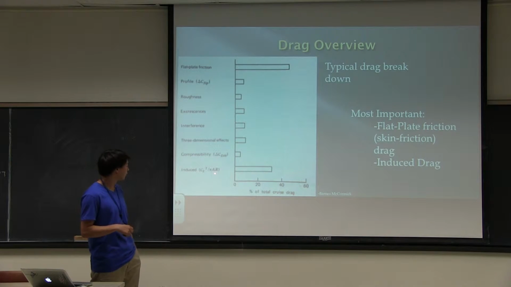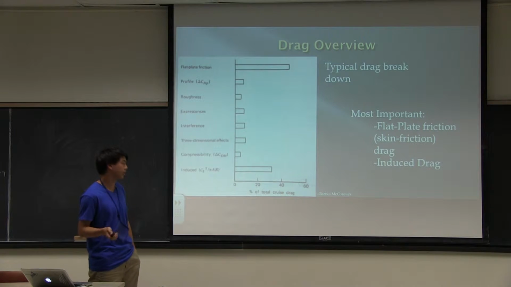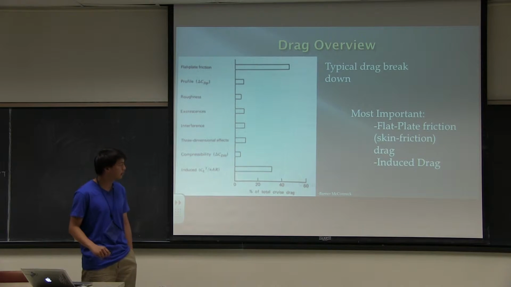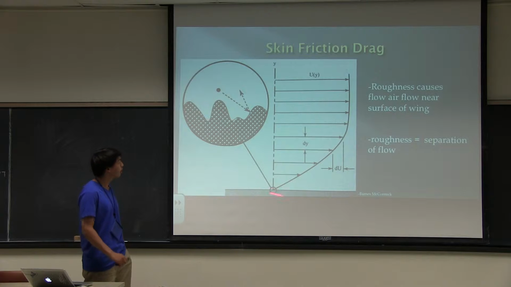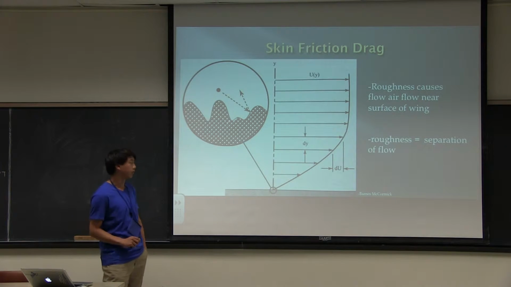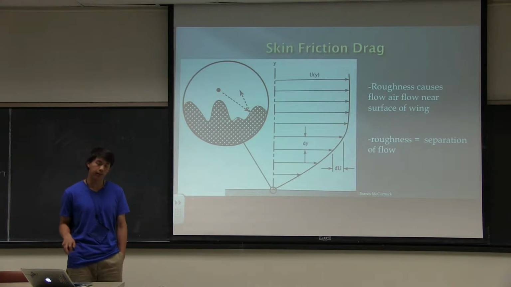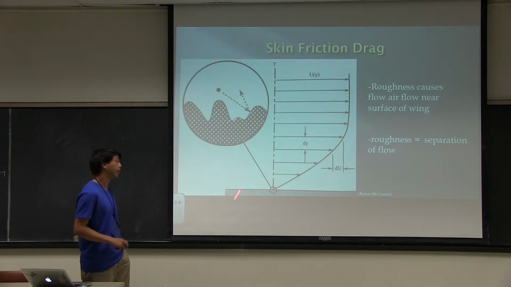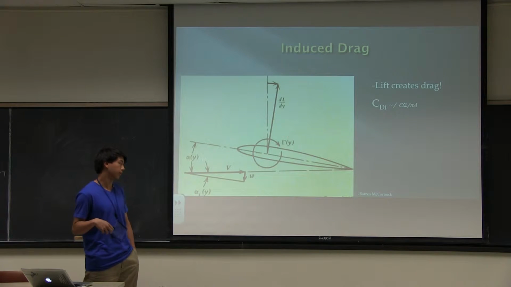Drag overview: most drag is induced drag and flat plate friction, which is just skin friction drag. Induced drag is caused by differences in pressure, and skin friction is due to surface roughness. So here's surface roughness, as you can see in this close up picture. Air molecules hit the surface of the wing and slow down. It creates this turbulent boundary layer where the air close to the wing is really slow, and then air away from the wing is faster. So roughness causes separation of flow.